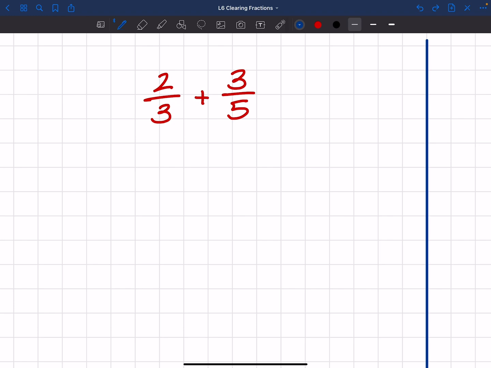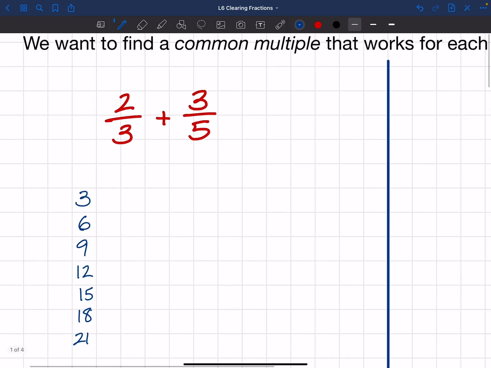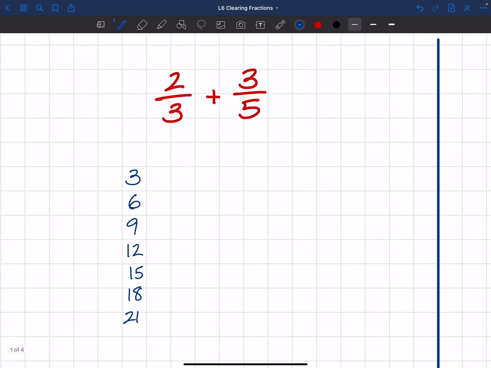The other way that we can go about it, and this isn't as useful when you just have two different denominators, is something we'll use more often when we have a bunch of different ones, which is to list out multiples of each one. So I'm going to list out some multiples of 3. So 3, 6, 9, 12, 15, 18, 21. I'm also going to list out some multiples of 5. All right, so let's give ourselves a little separator there. 5, 10, 15, 20, 25, 30.